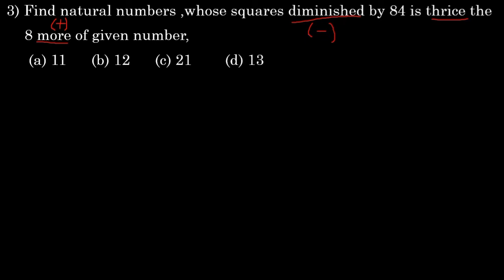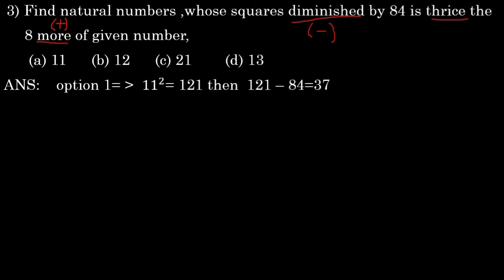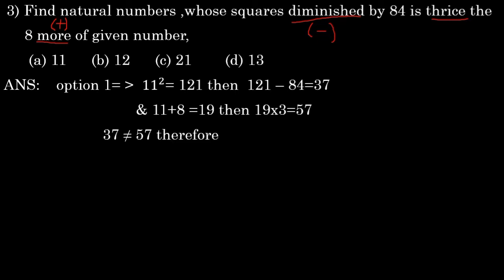Option 1, we have 11. What is the square of 11? 11 square is 121. Then 121 we need to subtract 84, because diminished means decrease, that's minus 84. We will get 37. And we need to check another condition: the given number 8 more than means plus 8. That is equal to 19. Then it needs to be thrice, that means 19 into 3, how much will you get? 57. Are we getting 37 and 57 equal? No. So we can say 37 is not equal to 57. Therefore option 1 is not correct.